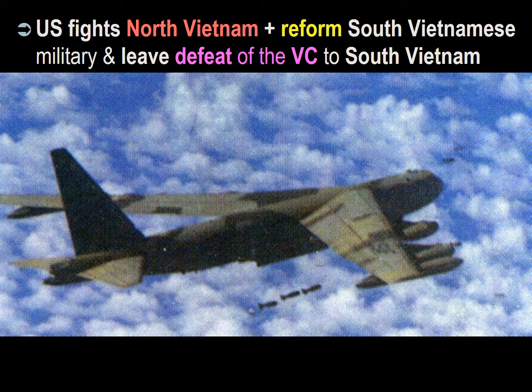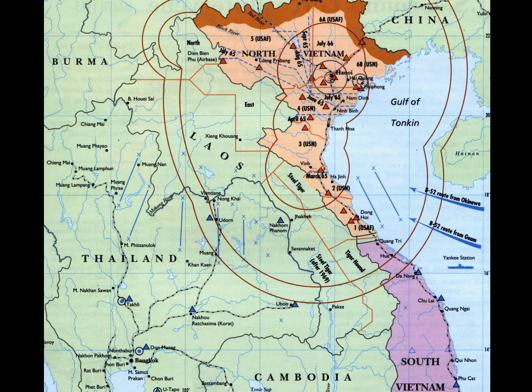Here you can see a U.S. B-52 bomber that was deployed against North Vietnam. This is a map indicating the targets in bombing operations against North Vietnam by the U.S. Air Force in 1965 because of its support of insurgents in South Vietnam and because of the intervention of North Vietnamese forces in South Vietnam.